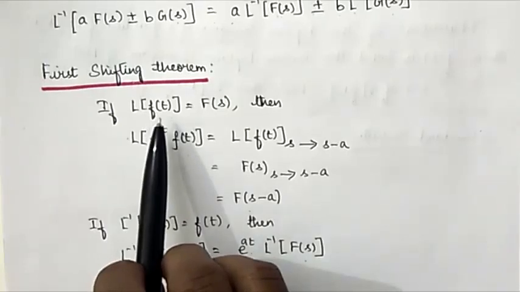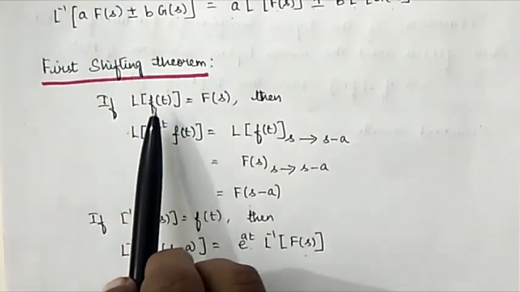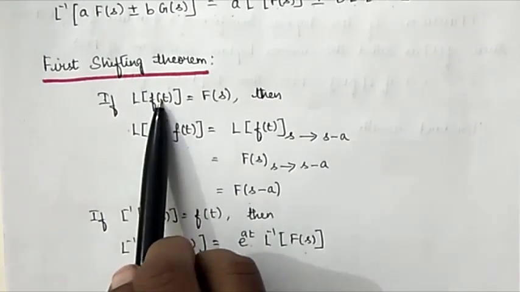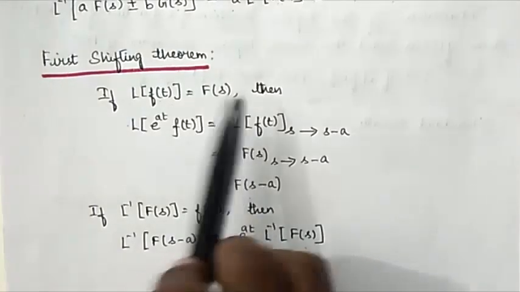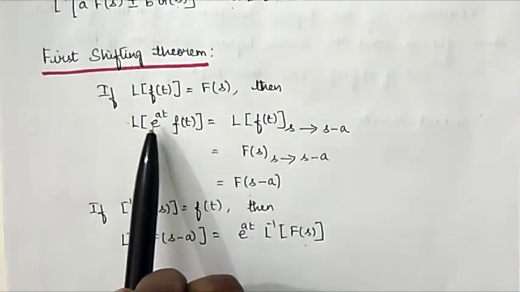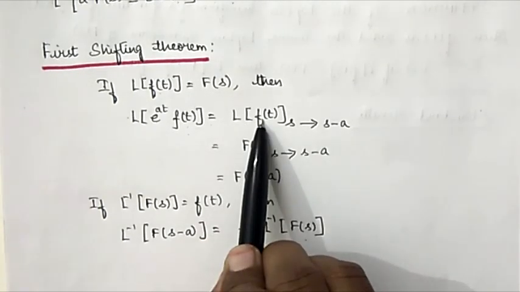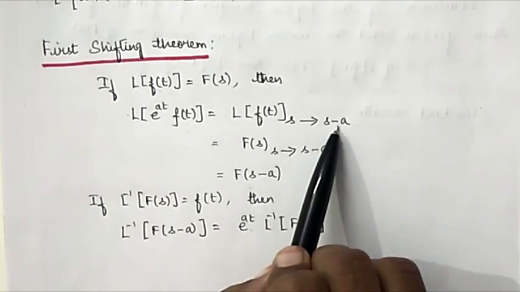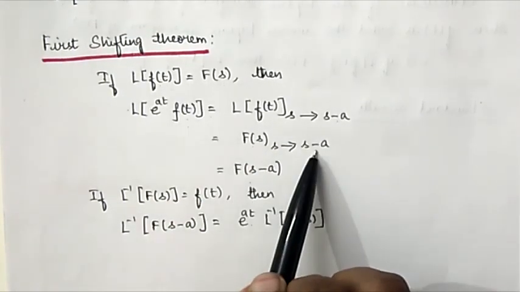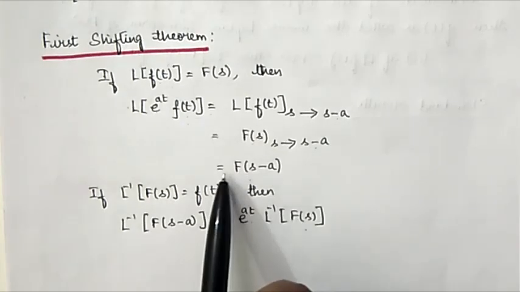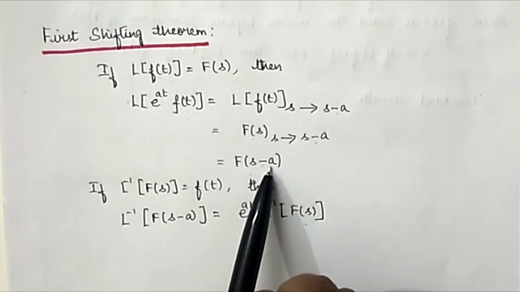I have written the first shifting theorem for Laplace as well as the inverse Laplace. First let us see for Laplace transforms. If the Laplace transform of a function f(t) exists, we write L{f(t)} = F(s). Then L{e^(at) f(t)} is equal to the Laplace of f(t), but the variable s gets shifted to s−a. L{f(t)} is nothing but F(s) being shifted to s−a. So F(s) becomes F(s−a). So the variable gets shifted here.